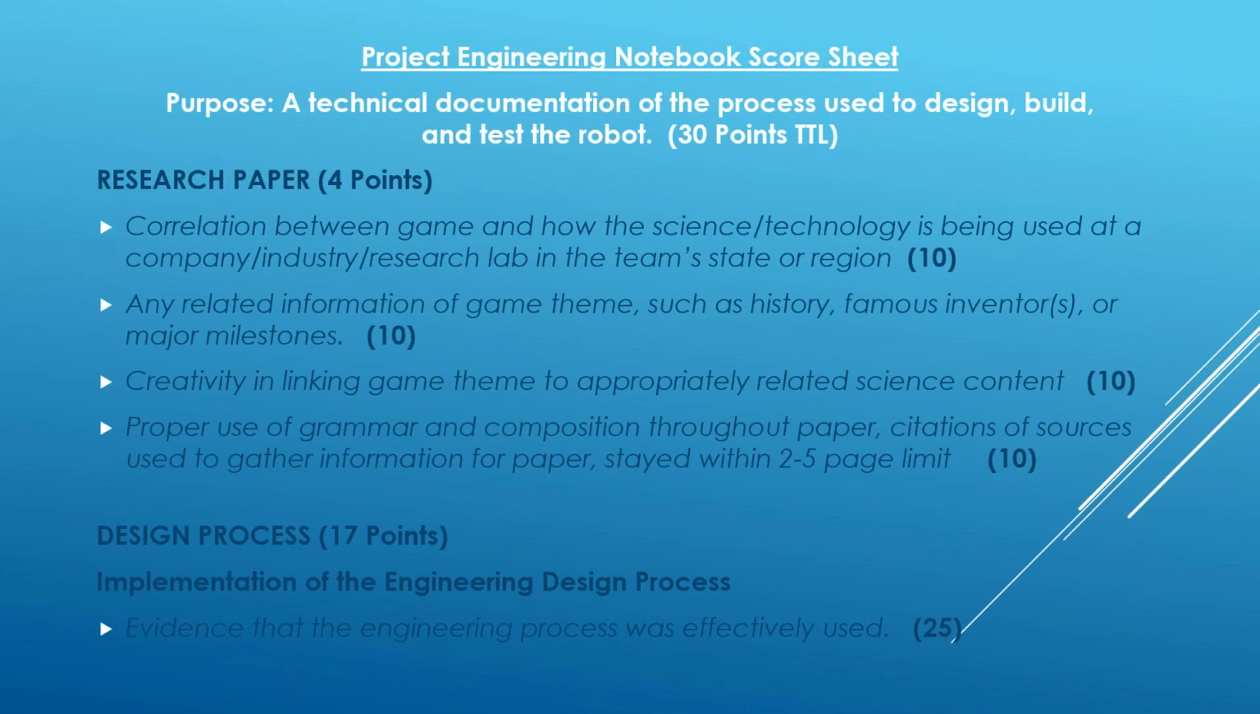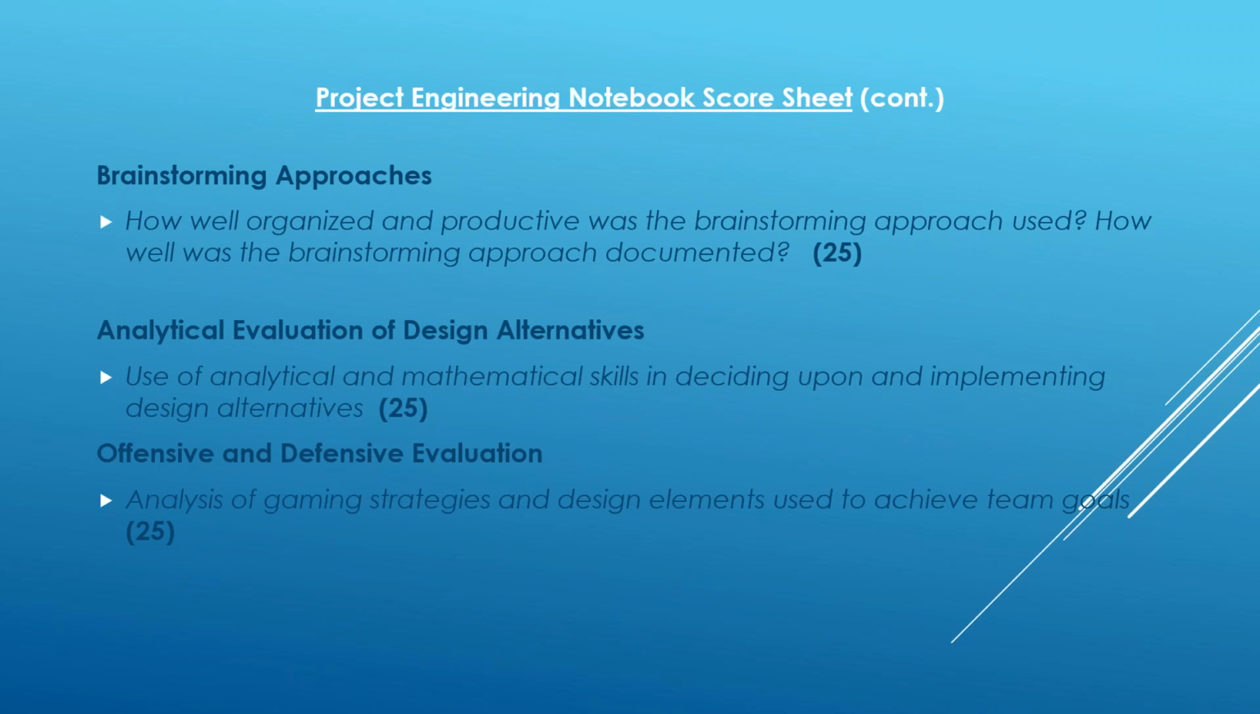Okay, the next scoring category is the design process. We want to see how well you've implemented that design process that we went through. We want to see evidence that the engineering process was effectively used, so that's scored pretty highly. We want to see your brainstorming approaches. How well organized and productive was your brainstorming? What technique did you use? Did that technique really result in consensus, or were some decisions made just because somebody wanted that decision made that way? We want to see that, and we're going to score that in your engineering notebook.